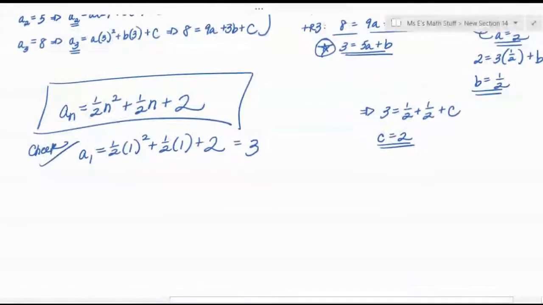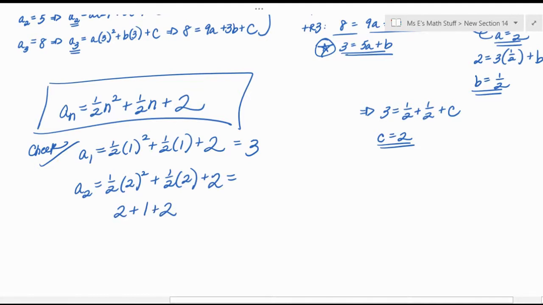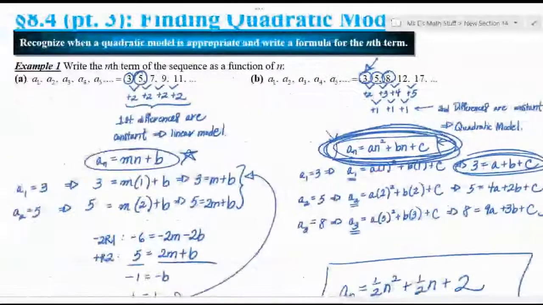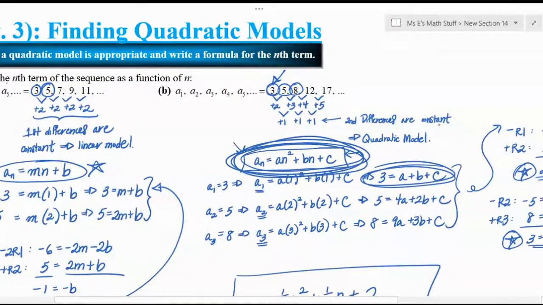All right, a sub 2 would be 1/2 times, just drop a 2 in for n. All right, let's simplify that. 4 times 1/2 is 2, plus 1 plus 2, and that would be 5. So this model generates a 5 for your second term. Oh, goodness gracious. Okay, so I'm actually feeling pretty good.